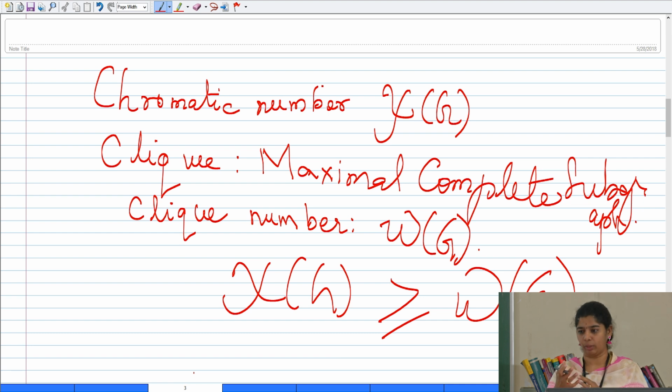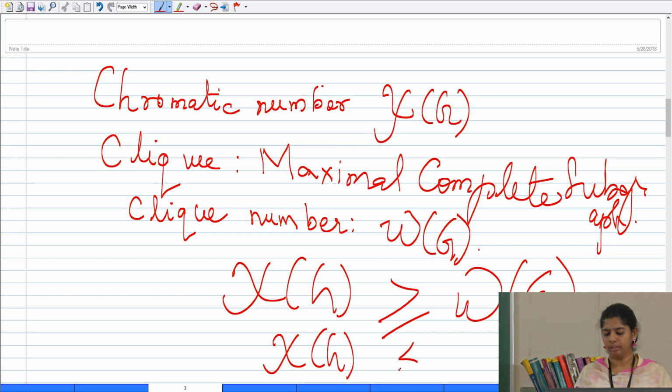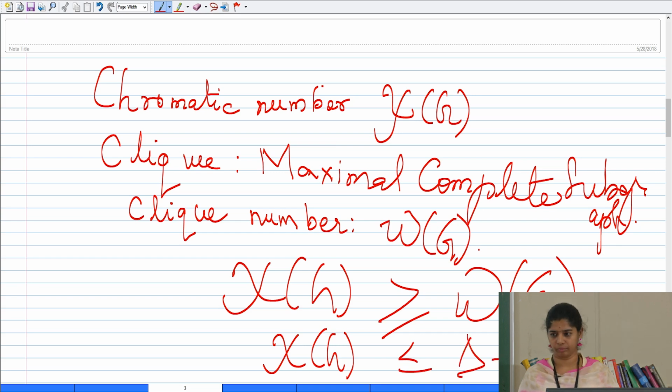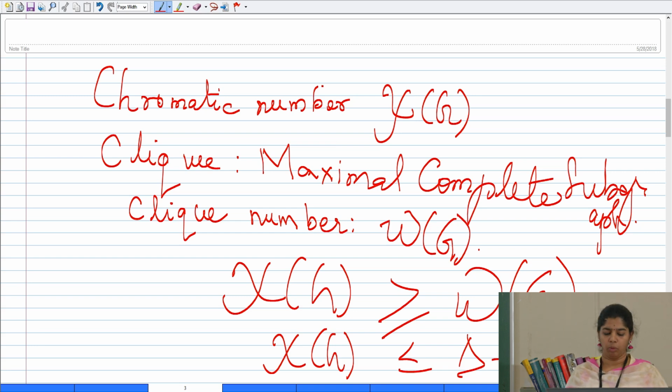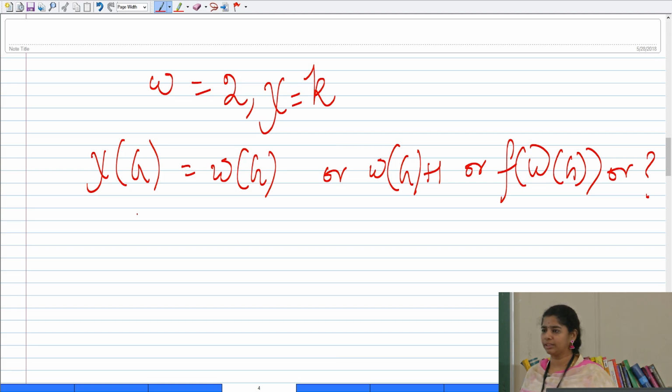Maximum degree plus 1, right, that is where our clique comes into the picture. It could be delta plus 1. So, there is another option of chi of G being less than or equal to delta plus 1. So, what about this? Is it a tight bound? Chi of G less than or equal to delta plus 1 is what I had given already. So, now my question comes to this: omega equal to 2 and chi equal to k.